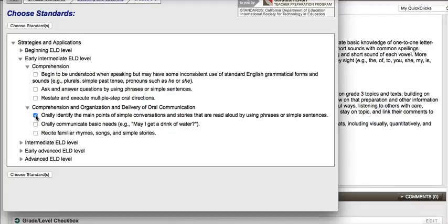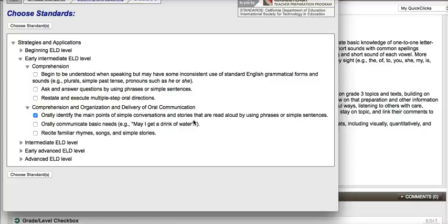But what I want you to know is, as an early intermediate level speaker who is developing language, this is what the student should be able to do. So you are working for your student to at least be at this level, to orally identify main points of a simple conversation and stories that are read aloud, and to use simple sentences. That is how you are going to structure your lesson so this child can use these skills.